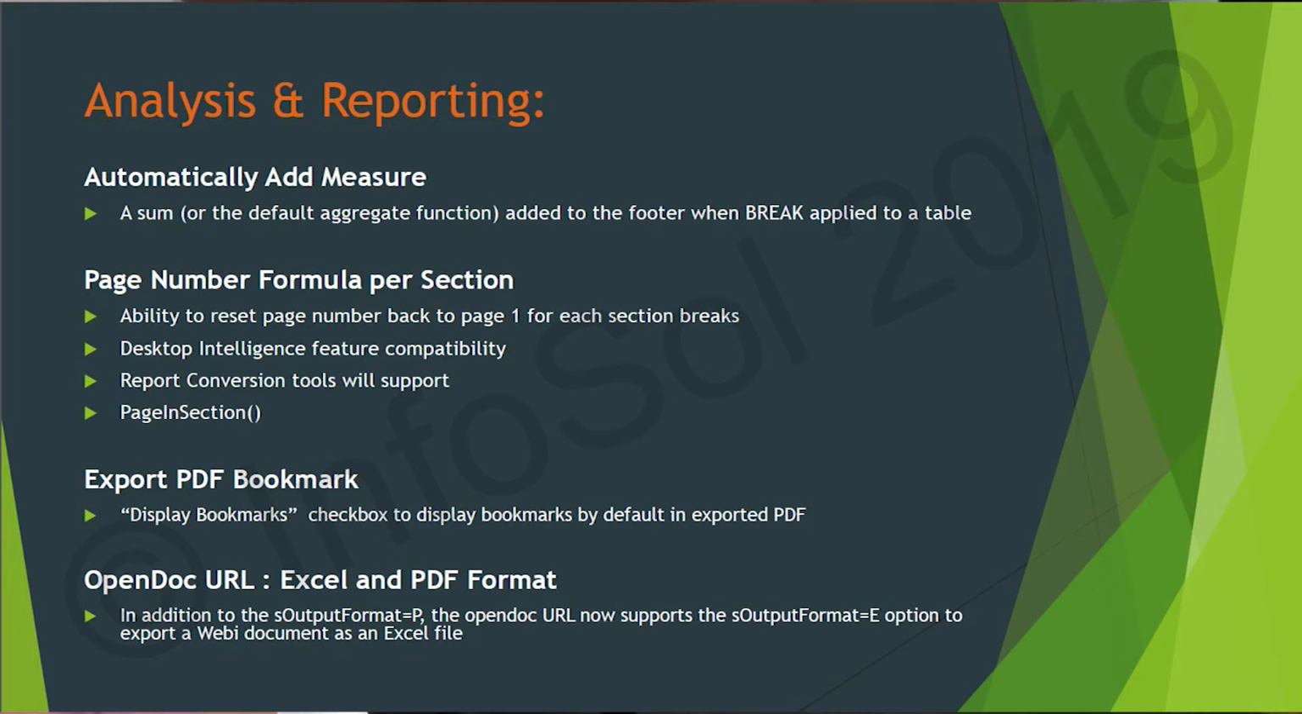The next one, page number formula per section. This is more of a compatibility feature with Desktop Intelligence. The Desktop Intelligence users have been requesting this for a long time. In Webi, when you add page numbers to sections, it just gives you continuous page numbering, whereas now you can reset the page number for each section. So Deski could do it, Webi could not do it until now.